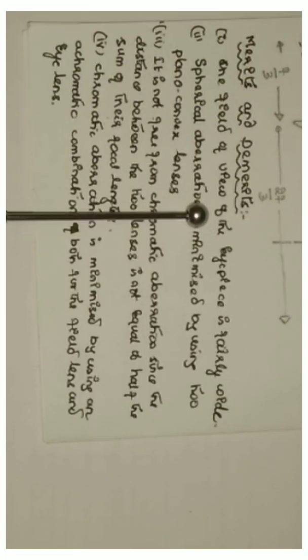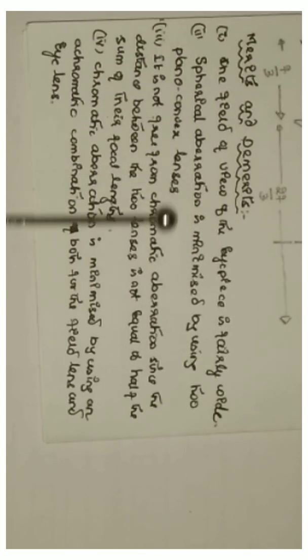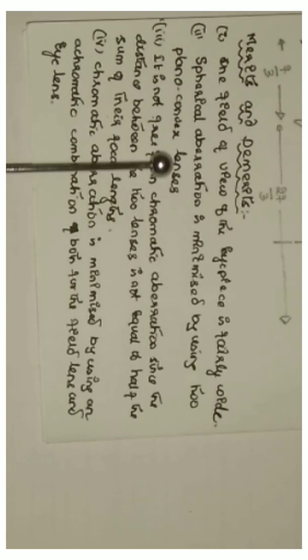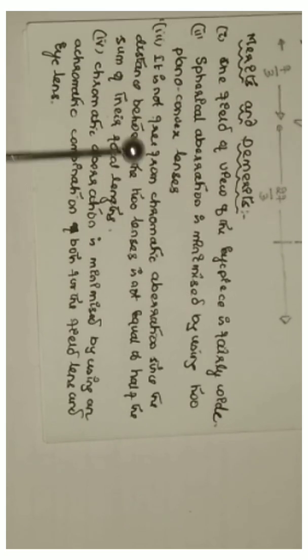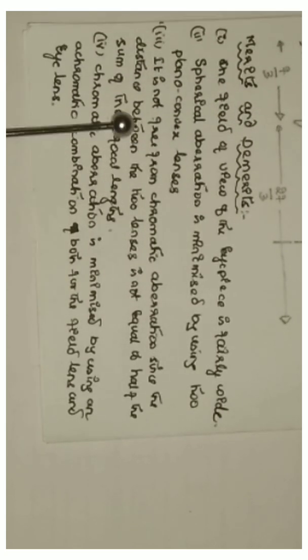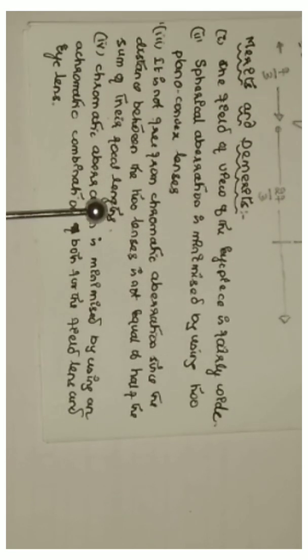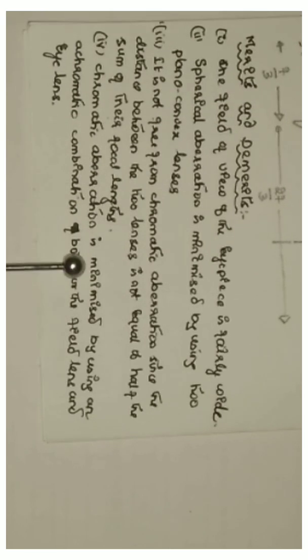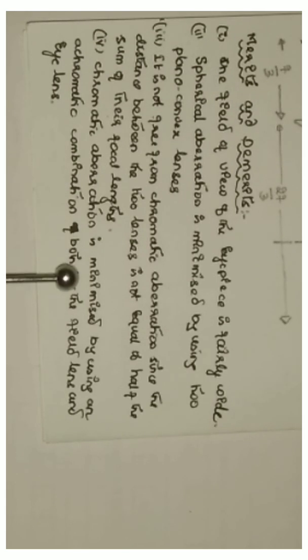The field of view of the eyepiece is fairly wide, and the second is that spherical aberration is minimized by using two plano-convex lenses, that you have observed in the figure, and it is not free from chromatic aberration since the distance between the two lenses is not equal to half the sum of their focal lengths. Chromatic aberration is minimized by using an achromatic combination for both the field lens and eye lens respectively. These are some of the important merits and demerits of the Ramsden's eyepiece as well.